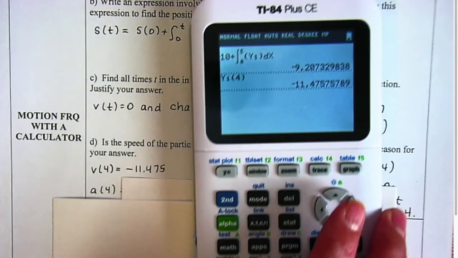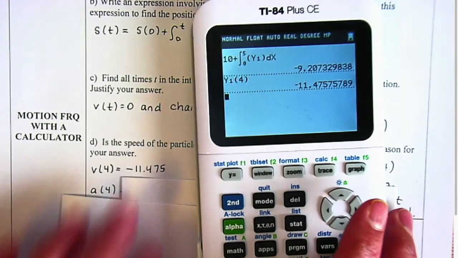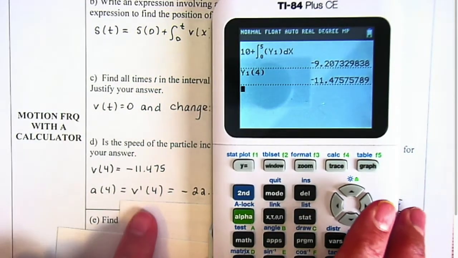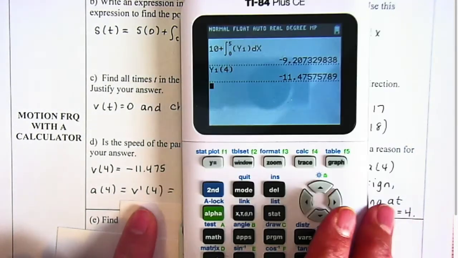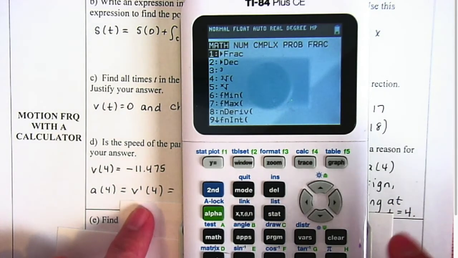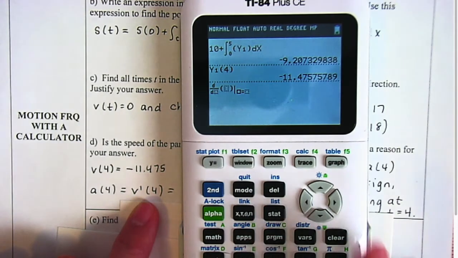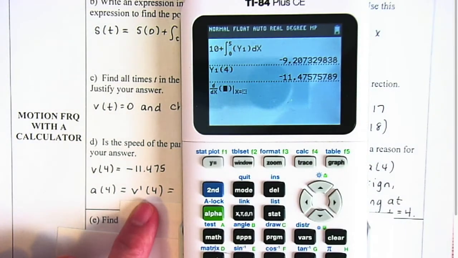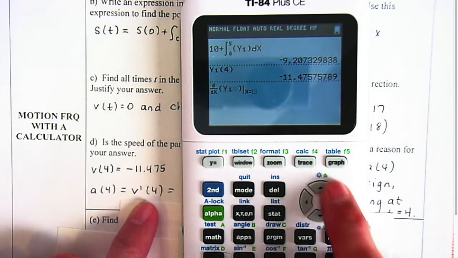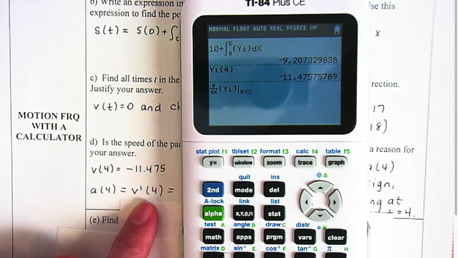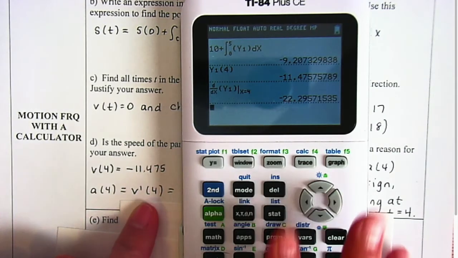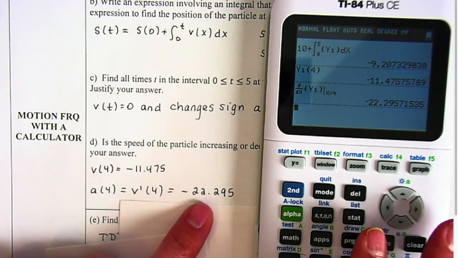And then I want to find my acceleration, which is the derivative of velocity. So on my calculator, I'm going to go math, number 8 is how I'm going to pull up that derivative. I'm doing the derivative of y1. So alpha y1. My x that I want to plug in is a 4. And it gives me negative 22.295.